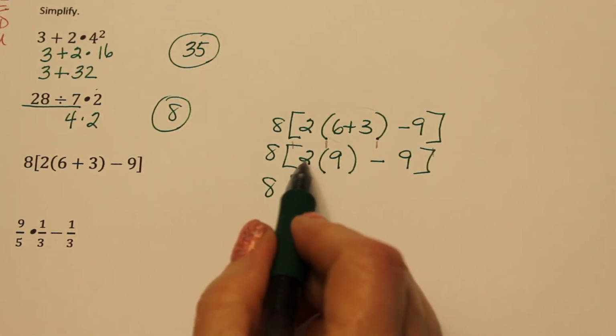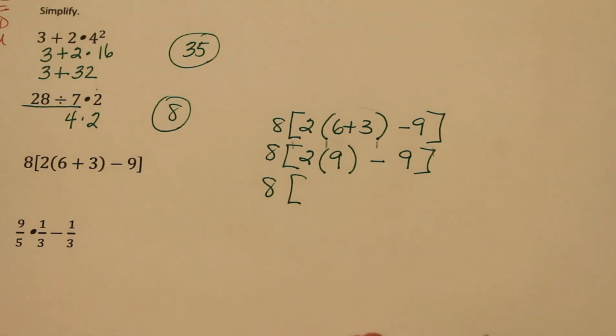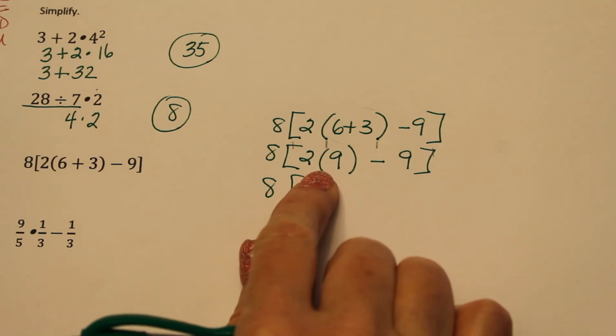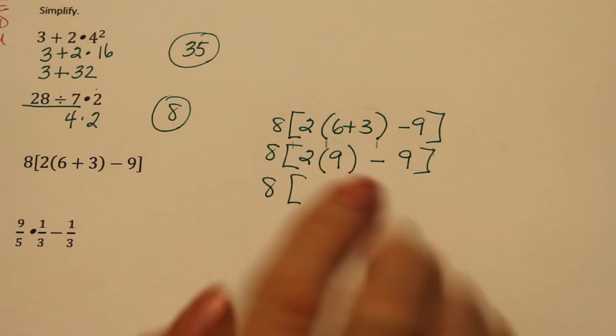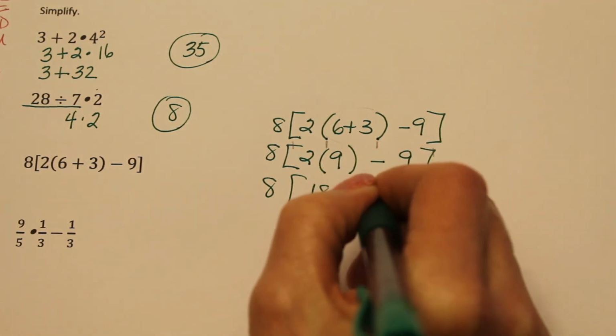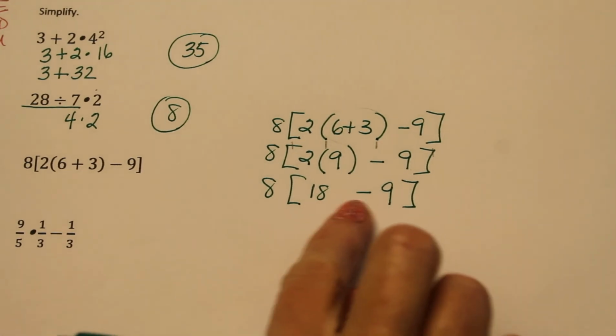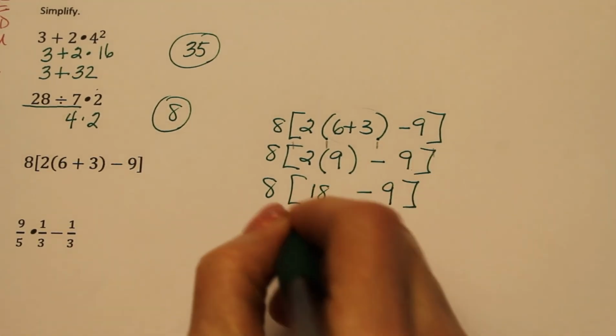Do we want to do 2 times 9 first, or do we want to do 9 minus 9 first? Multiplication is higher order than subtraction, so we're going to do the multiplication first. 2 times 9 is 18. Bring down the minus, bring down the 9. And now we want to do what's in these parens first, these brackets.